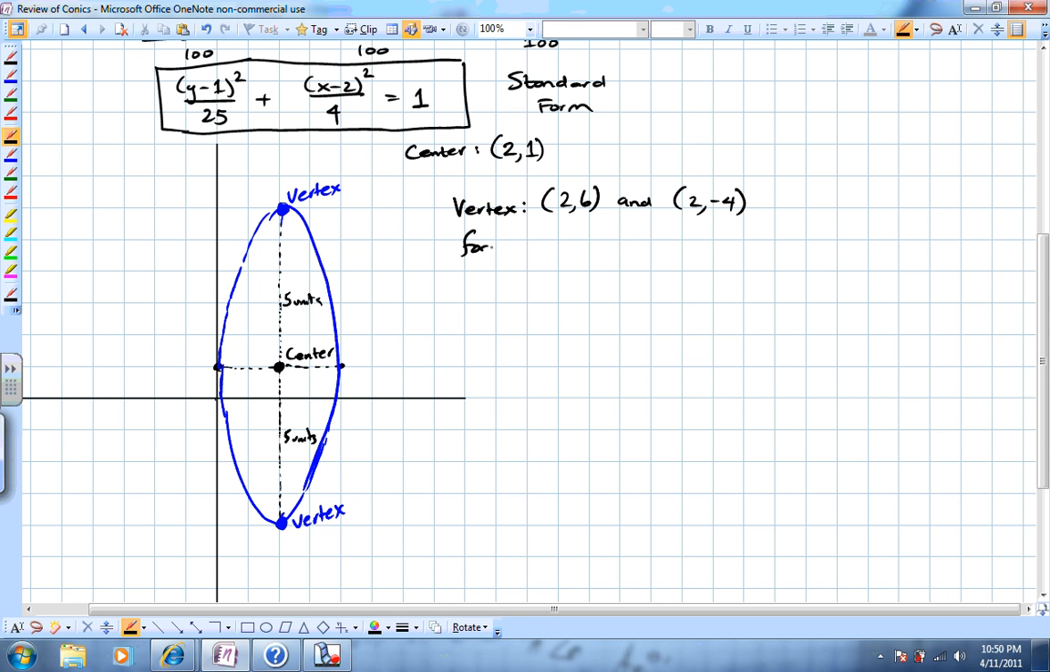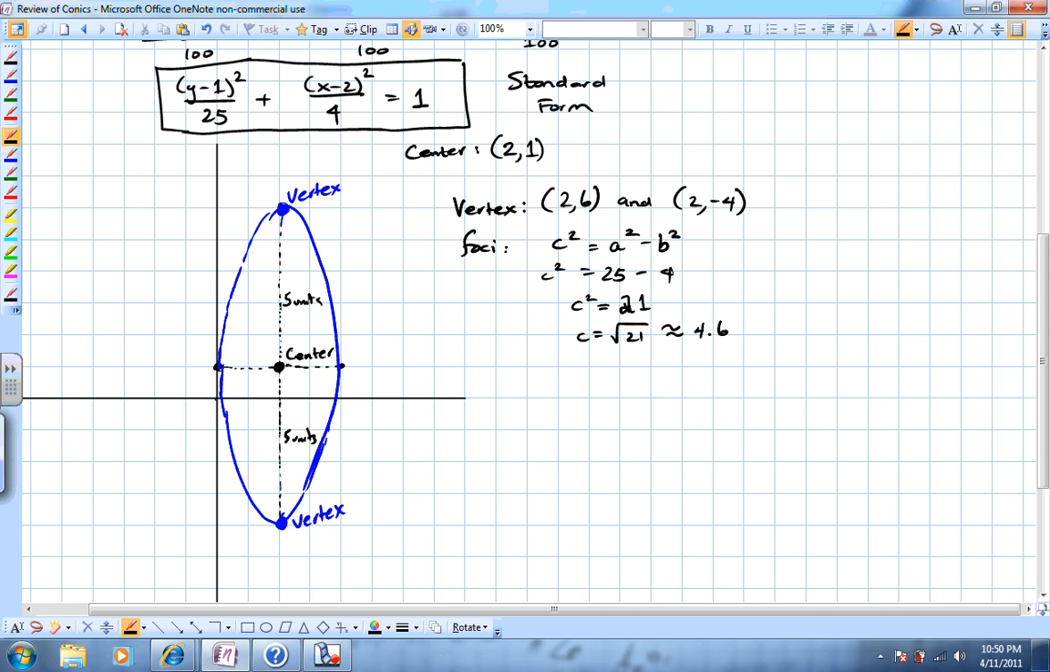Okay, let's move on to the foci. Now here, again, you have to use this equation, c squared equal a squared minus b squared. Okay, just make sure that the a is the larger value. So here, a squared is going to be 25 minus 4. So c squared equals 25 minus 4. C squared is equal to 21, which yields that c equals the square root of 21, which using a calculator is approximately 4.6.